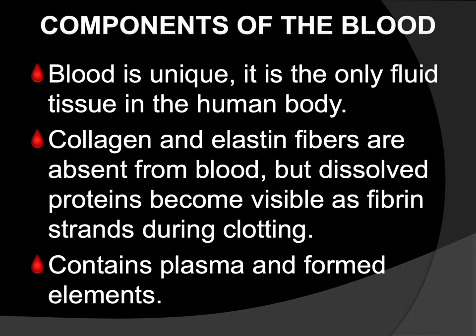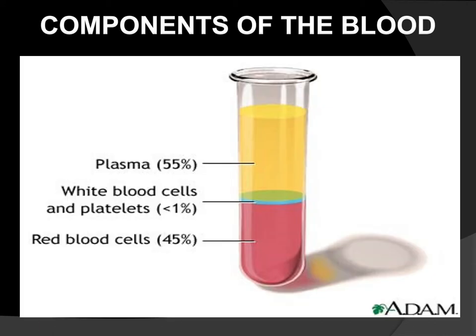So there are 4 general components of the blood. There are 3 formed elements, the RBCs, the WBCs, and the platelets. If a sample of blood is separated, the plasma rises to the top, and the formed elements, being heavier, fall to the bottom, as shown in the photo. So plasma is 55% of the total volume of our blood. WBCs and platelets comprise less than 1%, while RBCs are 45%.